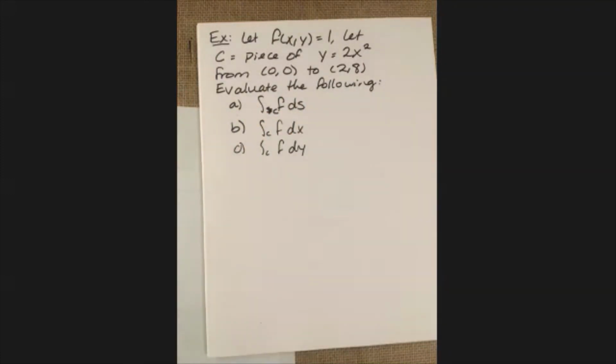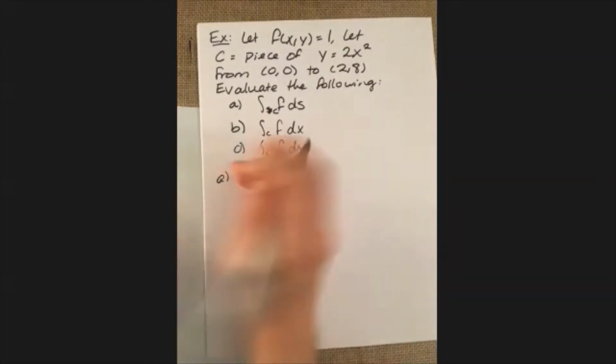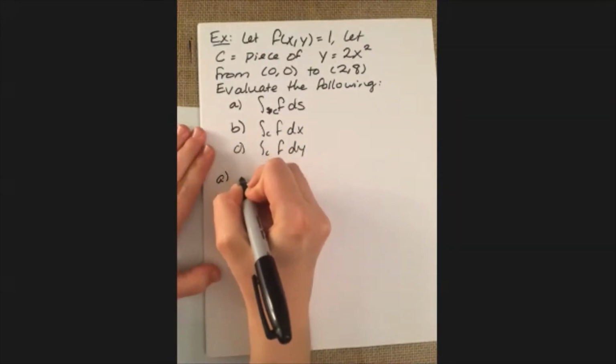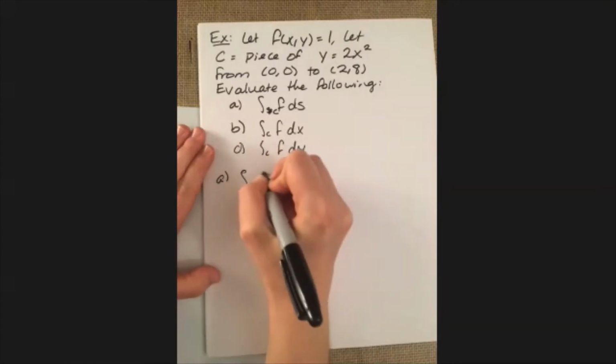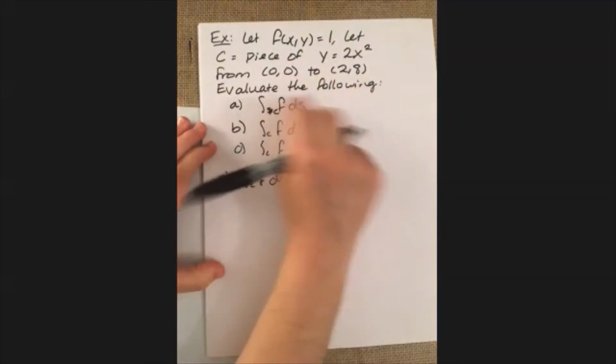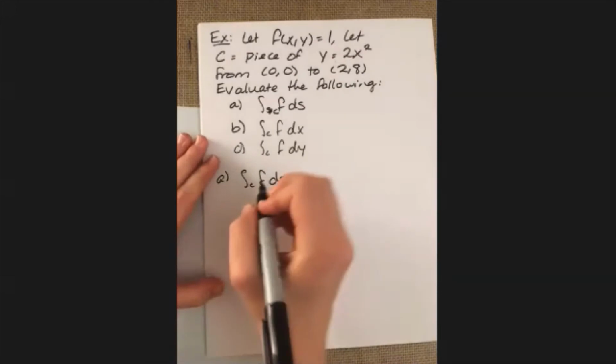Okay, so let's just go ahead and start by identifying. Let's start with part A. What we want to do is we have our integral of f ds, and in any of these cases, we need to compute the parameterization. So let's go ahead and do that.